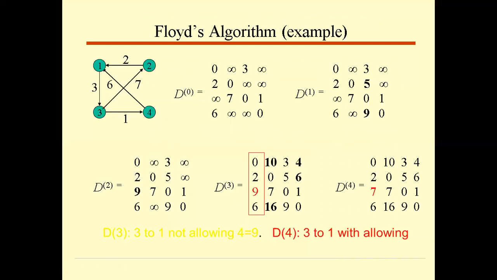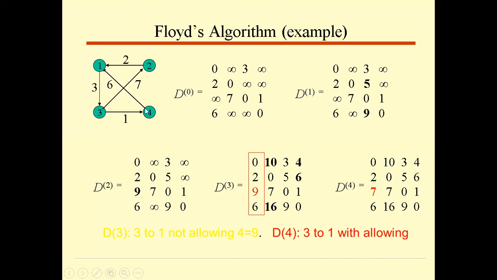Now, this is the graph given to us. As we have seen already, D0 is the weight matrix. So suppose between 1 and 1 there is no edge with any weight, so it is 0. From 1 to 2 we don't have any direct edge, so it is infinity. From 1 to 3 we have an edge and the weight of that edge is 3, so it is written as 3 here.